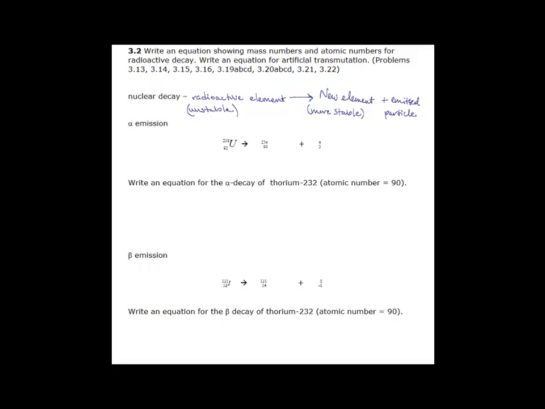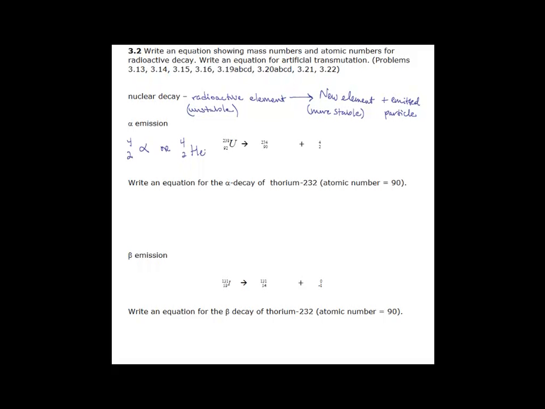So the first type of decay we're going to talk about is alpha emission. Remember that an alpha particle has a mass number of 4 and atomic number of 2. So it can be written like this, or if you prefer, you can write it as the helium nucleus. Be aware that an alpha particle can be represented both ways, so you need to be familiar with both.